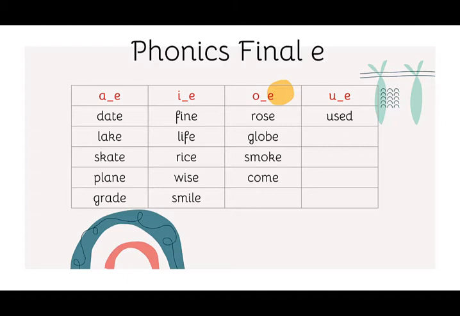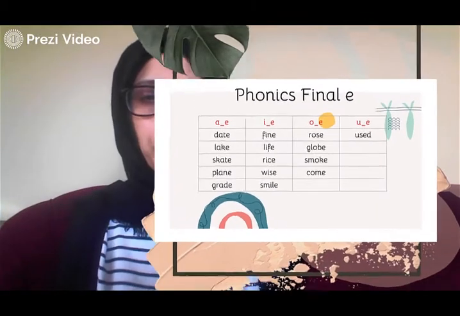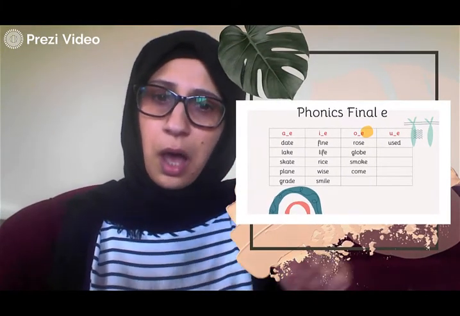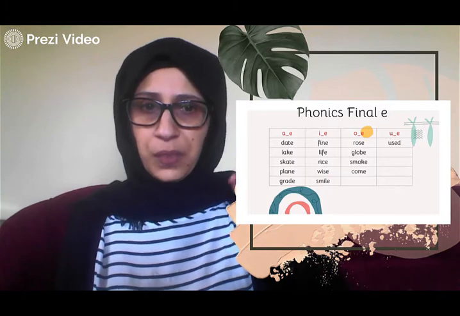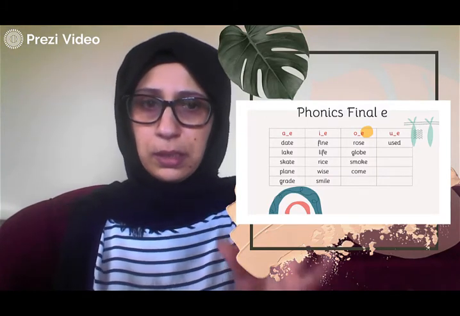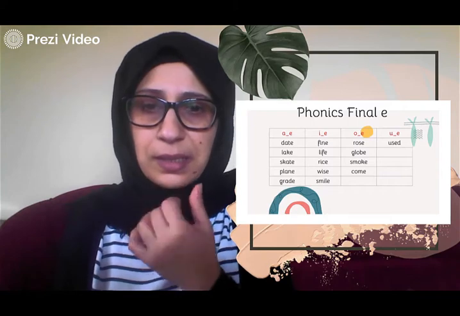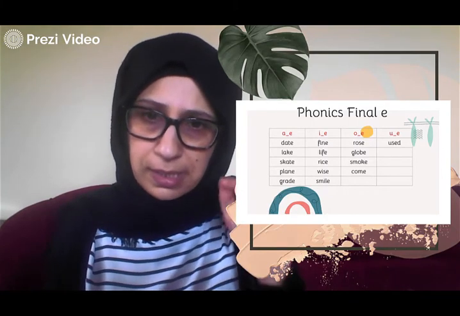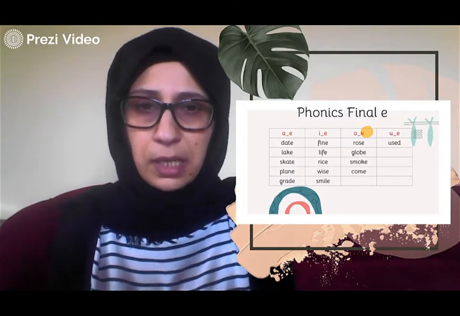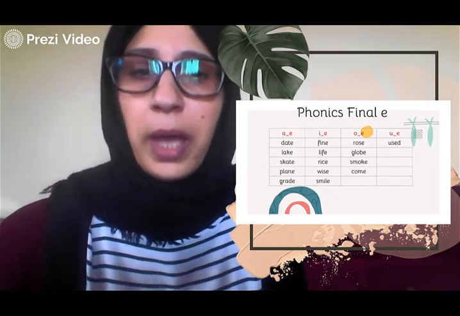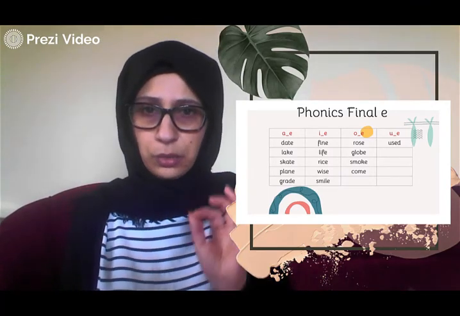Now for the long I sound, I have, for example, fine, f, I, n. I have the long I sound, fine. Next one I have life, l, I, long I sound, because I have the final E, life. After that I have the word rice, rice. Now why do I say the S and not K? Because I have letter C, next to it I have letter E, so that's why it is pronounced as S and not K. So this one is rice, R-I-S, rice.